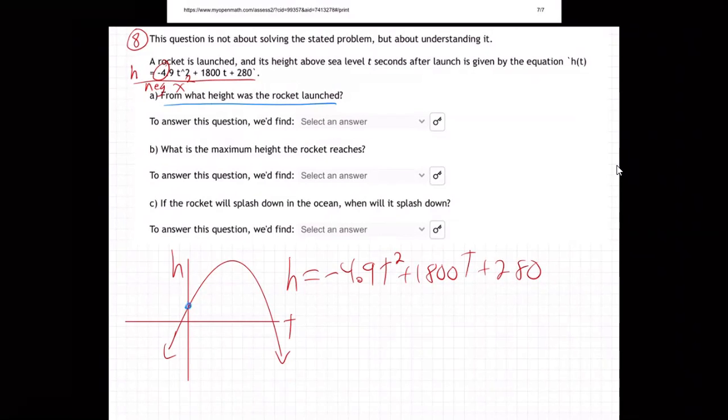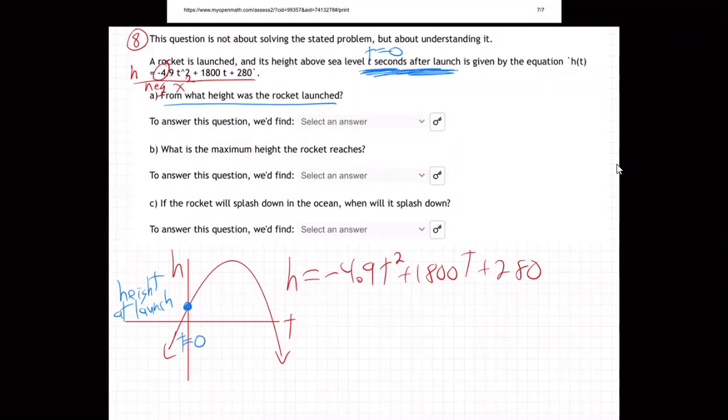Well, right here is the height at the launch. Why? Because that's at t equals 0. Do you see that? At t equals 0 is when it starts. T seconds after launch. So when t is 0 seconds after launch, that means at the moment of launch, doesn't it? So if t equals 0, that is the moment of launch, because t is how many seconds after the launch. So if it's 0 seconds after the launch, that means it's at the moment of launch.